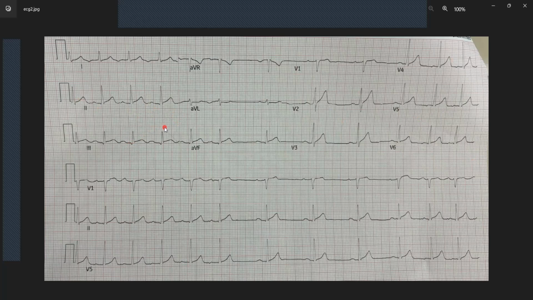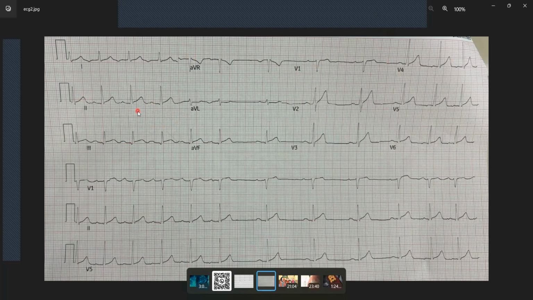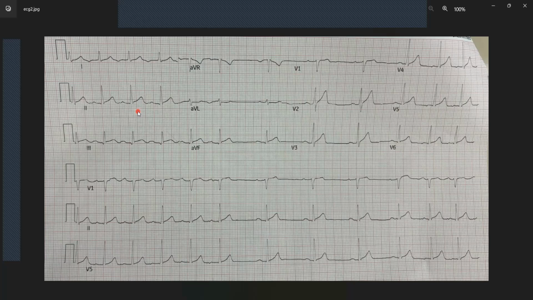Now, pericarditis, especially if it's viral, tends to have PR depressions, quite significant PR depressions, and in AVR you'll see a PR elevation as well. So in this case we don't see that. So this means that it could be a bacterial or inflammatory pericarditis. Tuberculosis pericarditis can also cause this, but at least it takes out viral.